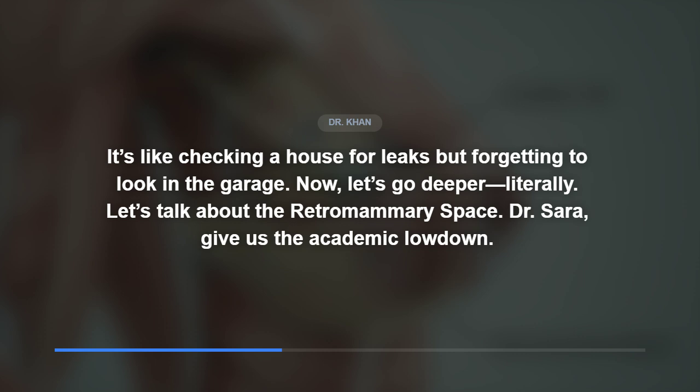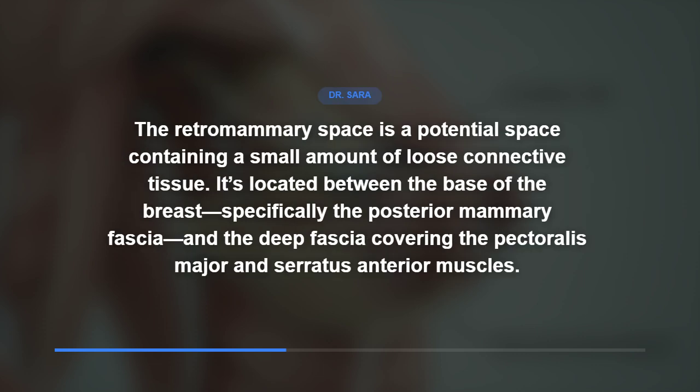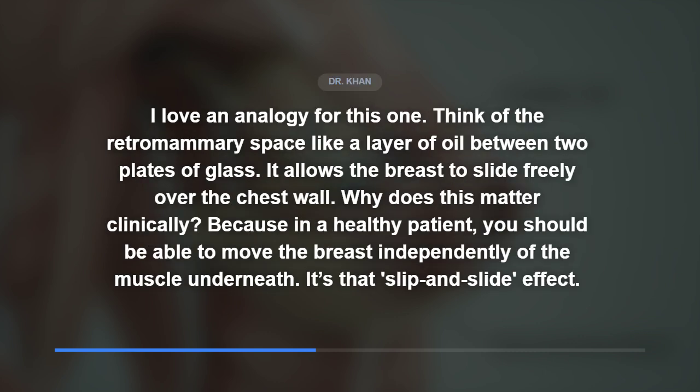Now, let's go deeper, literally. Let's talk about the retromammary space. Dr. Sarah, give us the academic lowdown. The retromammary space is a potential space containing a small amount of loose connective tissue. It's located between the base of the breast, specifically the posterior mammary fascia, and the deep fascia covering the pectoralis major and serratus anterior muscles.